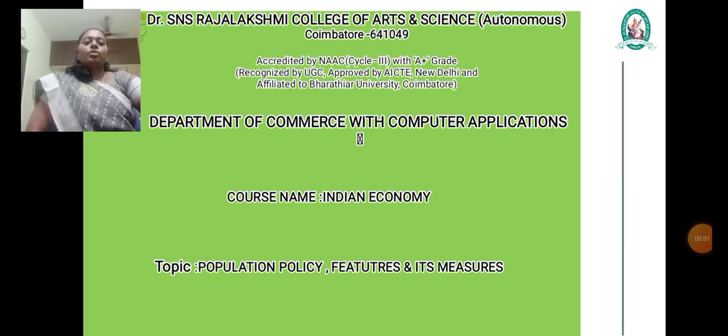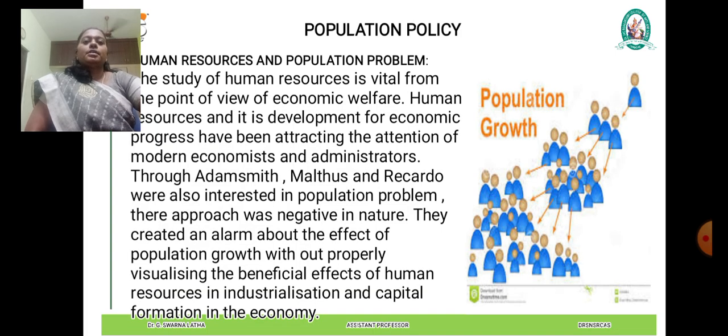The topic now we are going to see is population policy, features, and its measures. The study of human resources is vital from the point of view of economic welfare. Human resources and its development for economic progress have been attracting the attention of modern economists and administrators.